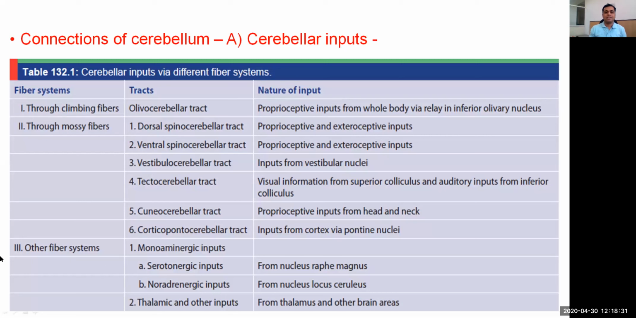After discussing the various functional division, anatomical division, and the phylogenetic division, now it's time to study the connections of the cerebellum. This particular chart is showing us cerebellar inputs via the different fiber systems, which include climbing fiber, mossy fibers, and the other fiber systems.